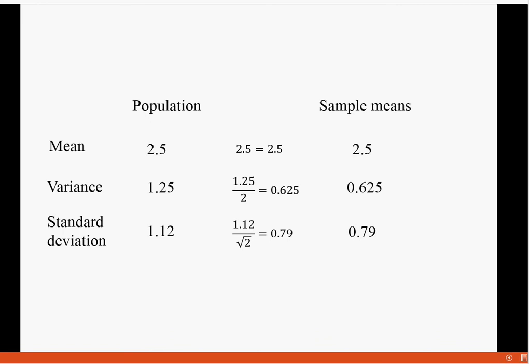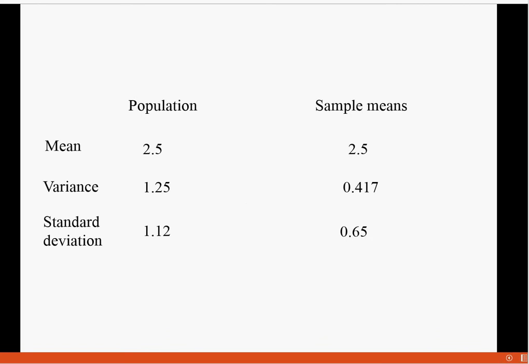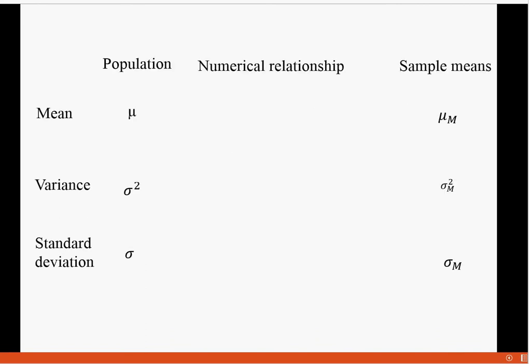This is the result we obtained by using all samples of size 2. And the same result can be obtained by using all the samples of size 3. We obtain similar conclusions. The mean of the population is equal to the mean of the sample means. The variance of the population divided by the sample size is equal to the variance of sample means, and the population standard deviation divided by the square root of sample size is equal to the standard error of the sample means. And we can summarize this as the general relationship here.